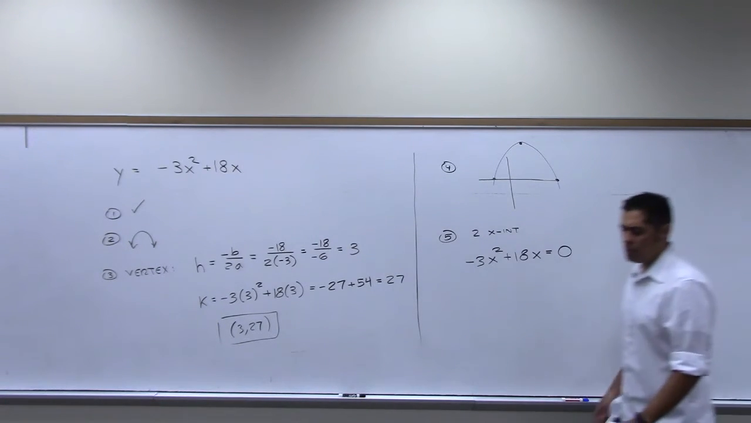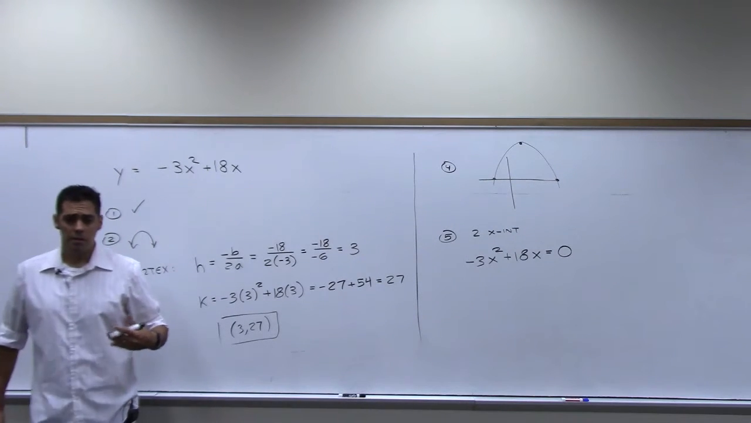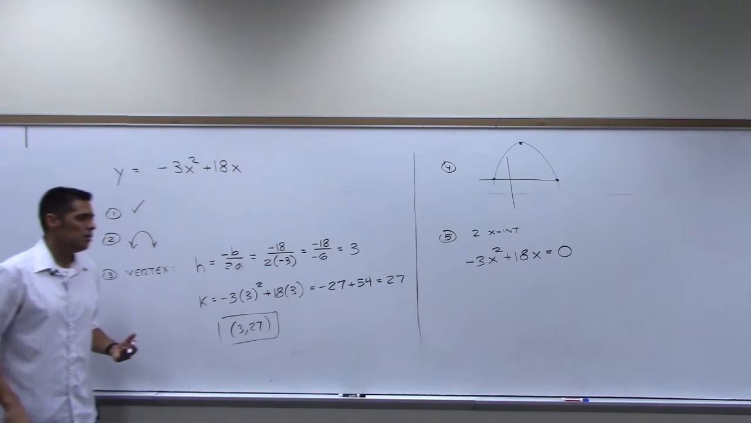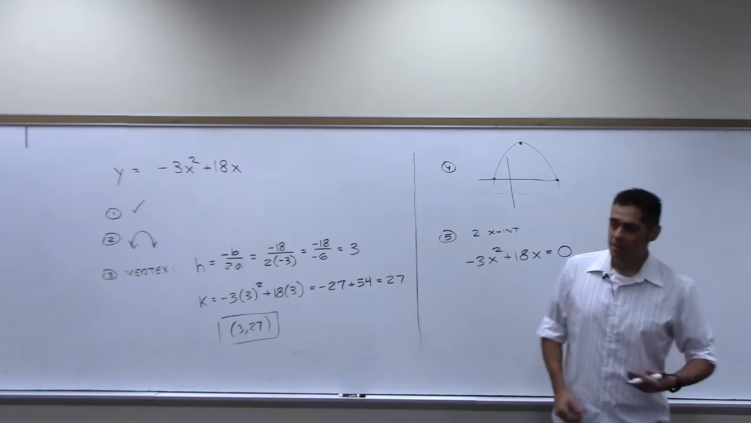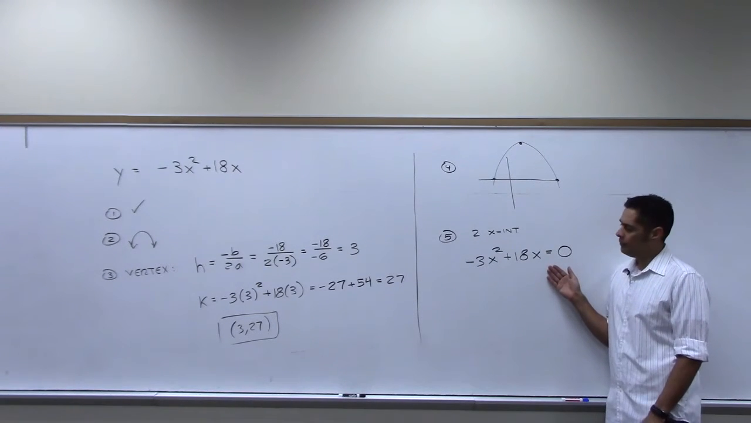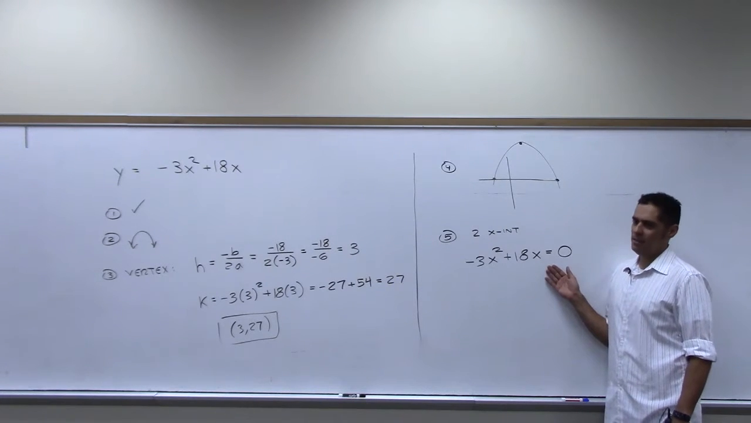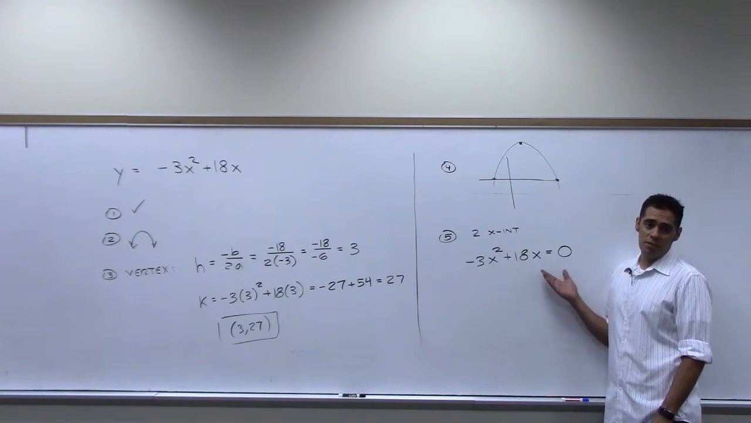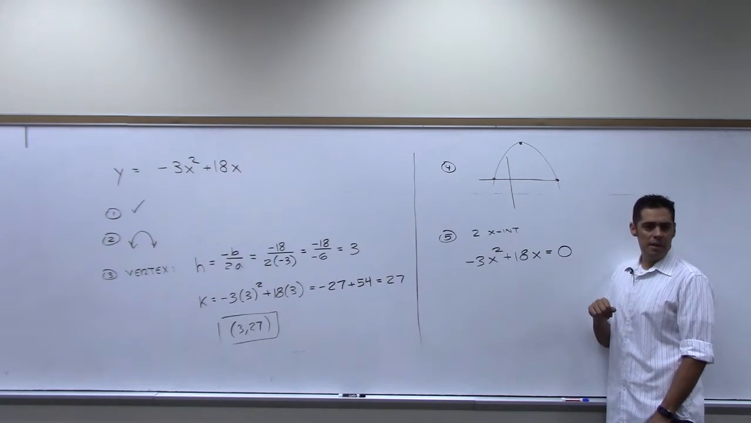Now, I told you last time that the quadratic formula will work all the time, right? And it will. If you don't like to factor, you can just go to the quadratic formula every time. If you did quadratic formula here, what would a be? Negative 3. What would b be? 18. And what would c be? 0, because there's no c here, right? There's no number by itself. Feel happy to do that if you'd like.